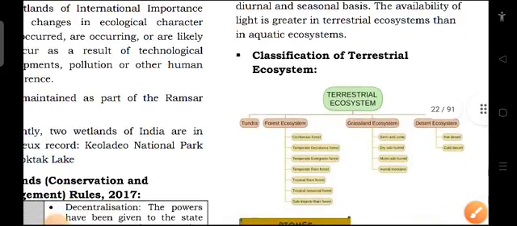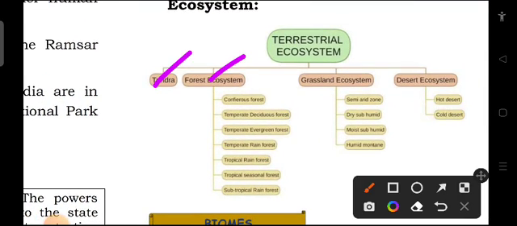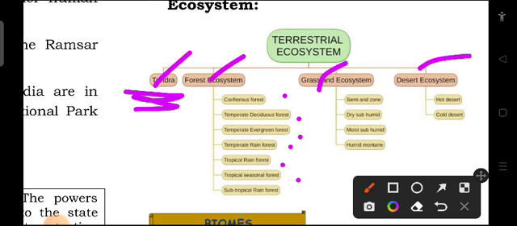So how can we classify the terrestrial ecosystem? We are classifying into tundra, forest, grassland and desert types. So tundra is more like a cold region. Forest has further types: coniferous, temperate deciduous, temperate evergreen, temperate rainforest, tropical rain, tropical seasonal and subtropical rainforest. Then grassland ecosystem, we have semi-arid zone, dry subhumid, moist subhumid, humid montane, and under the desert ecosystem we have hot and cold desert.